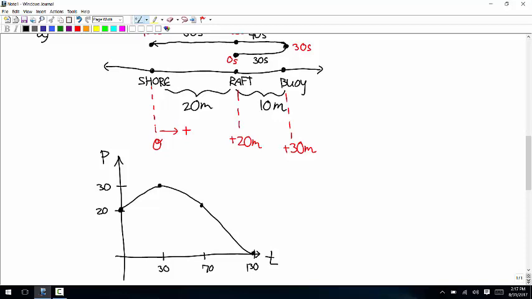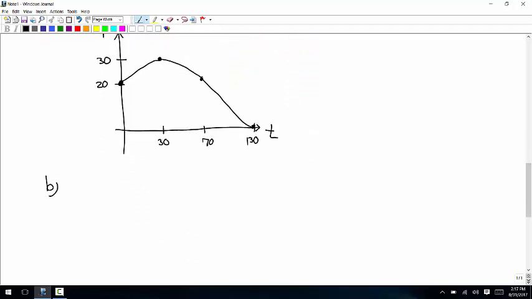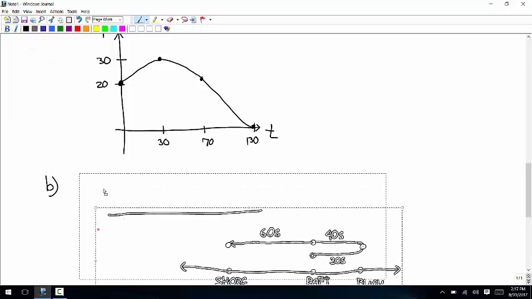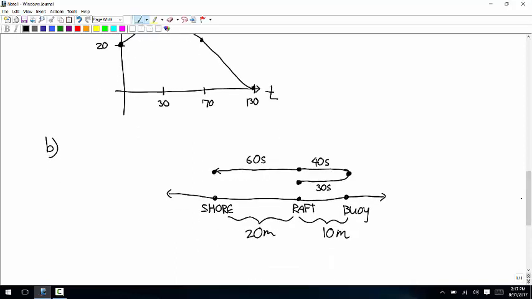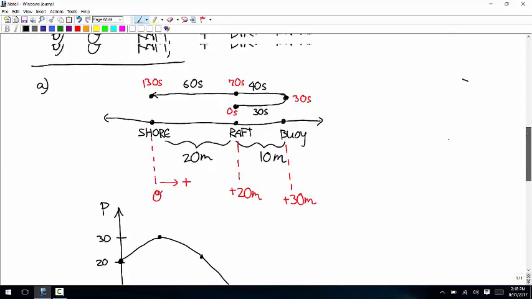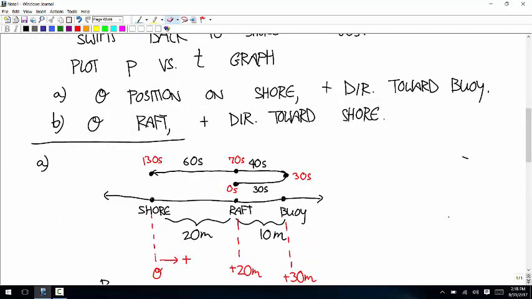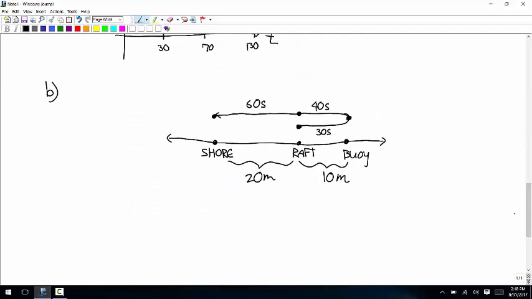So now let's do it again for part B with the different choices, 0 position and positive direction. So I'm going to start with this picture again. So remember, this picture is totally independent of any choices. And now we're going to indicate the choices that we do make for part B on this figure. So for part B, it says this time the 0 is at the raft and the positive direction is toward the shore. Well, let me do the times first. Those aren't going to change. This is still 0. This is still 30 seconds. This is still 70 seconds. And this is still 130 seconds.